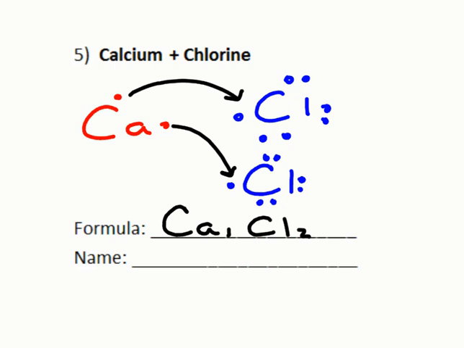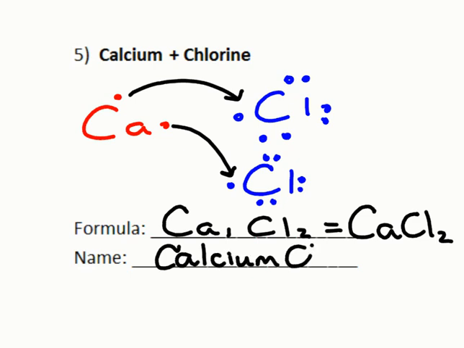Again, we don't write the number 1, so CaCl2. Now, even though we have different numbers in this bottom subscript position, we still call this calcium chloride. There's no prefixes or numbers in these names. For ionic compounds, it's simply always named first name, last name.